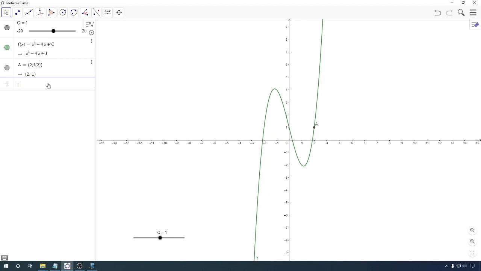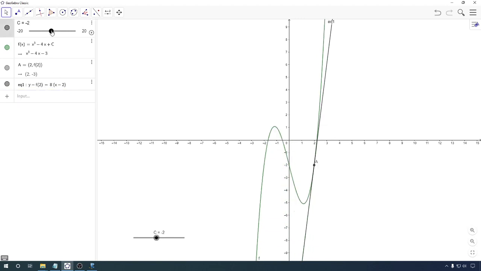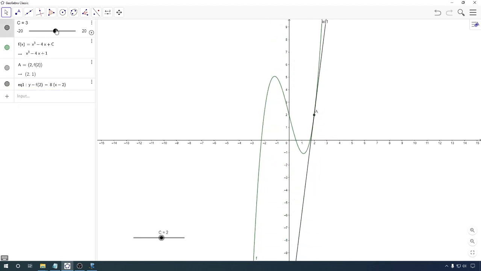In fact, we know what that slope should actually be. Remember, our original derivative was 3x squared minus 4. If we put 2 into there, we get 8. And so if we draw the line y minus f of 2 is equal to 8 times x minus 2, that is the tangent line at that point. It has a completely fixed slope of 8 that never changes, no matter how I change my c value.